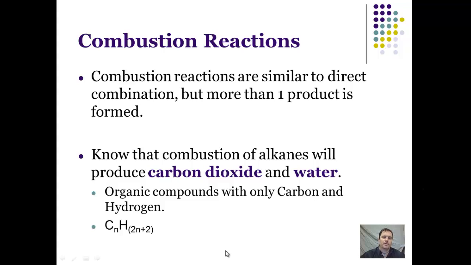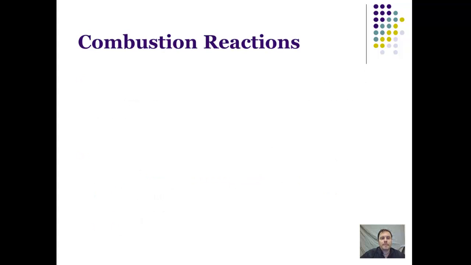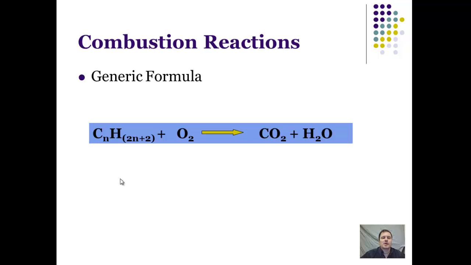Remember, our chemical formula for our alkanes is CnH2n plus 2. Remember those? Methane, ethane, butane, propane, pentane, all those. Yep, they're coming back to haunt you. That's why we told you not to forget them. So our generic formula is this: our alkane plus oxygen gives us carbon dioxide and water. Now, there are more combustion reactions. This is the only one that we are going to worry about. So make sure you know this equation.